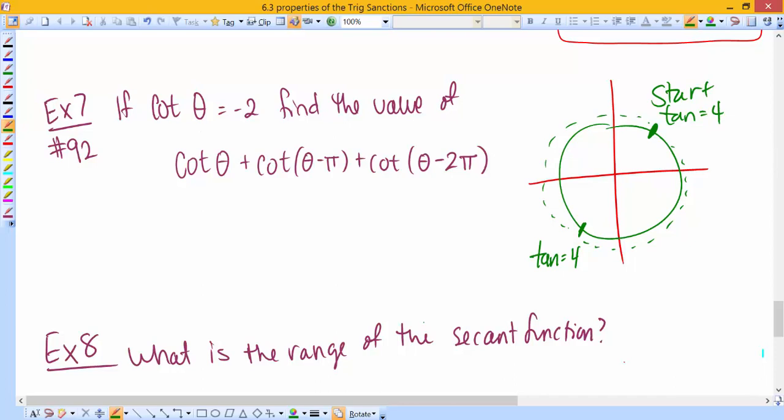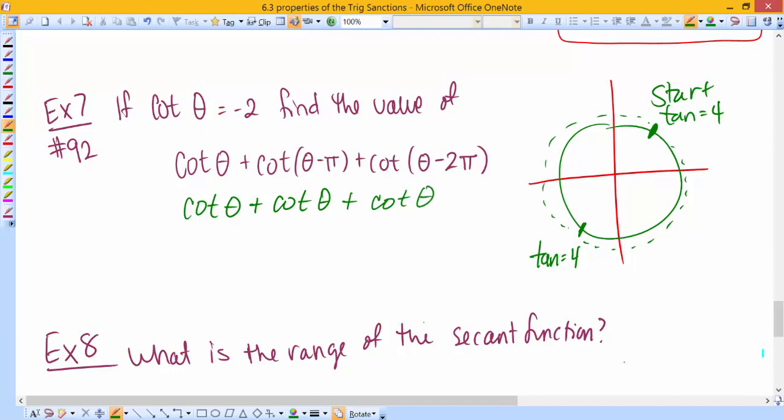And I'm right here. And what is my tangent? 4. It's the same thing, and it works for cotangent. So what this allows me to do, knowing the periodicity of cotangent and tangent, when I see cotangent of theta minus pi, this is just cotangent of theta. When I see cotangent of theta minus 2 pi, it's just cotangent of theta.